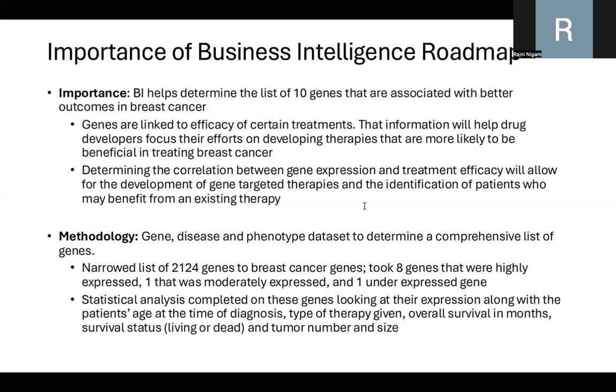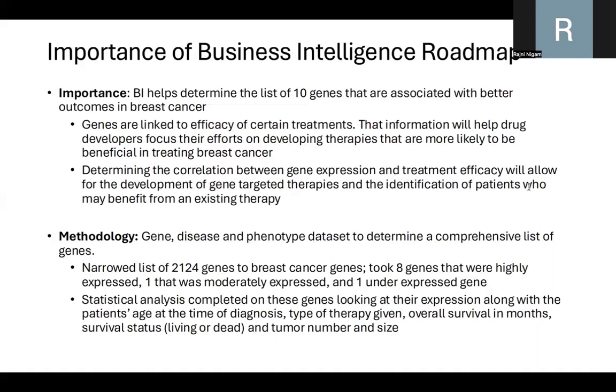The importance of this solution lies in narrowing down my data set to a list of 10 genes that have been determined to be associated with better outcomes in breast cancer in the presence of certain therapies. In order to accomplish this, I followed the steps that were initially outlined in our business intelligence roadmap. I ended up adding a few additional steps and data sets to the initial layout. Using this process, I was able to come up with a list of genes and justify their usage by using a statistical analysis.